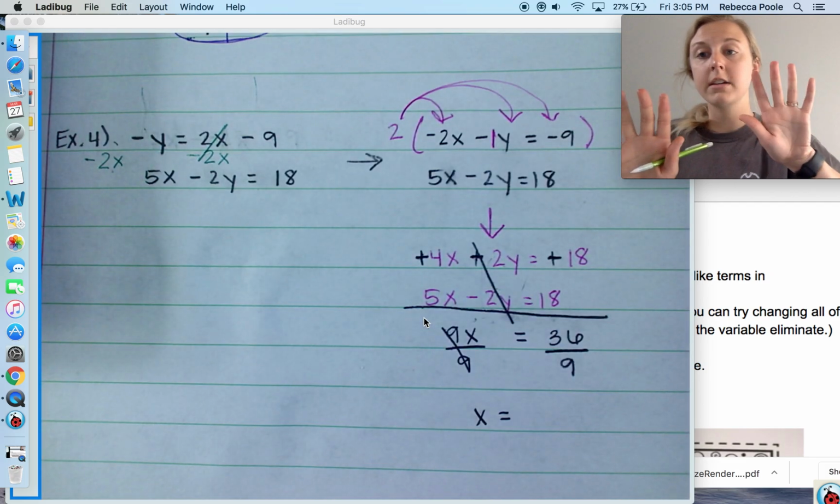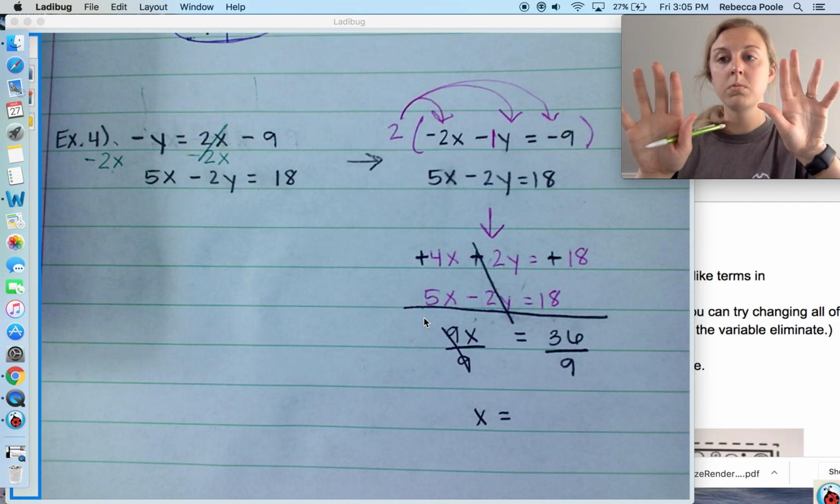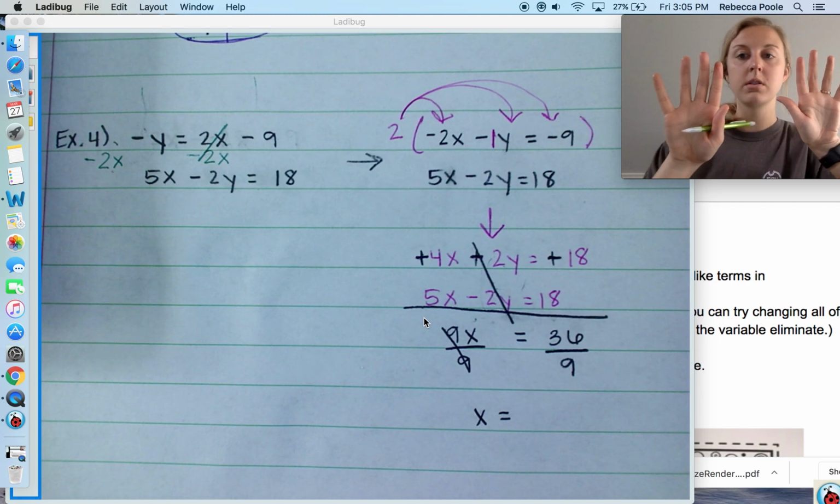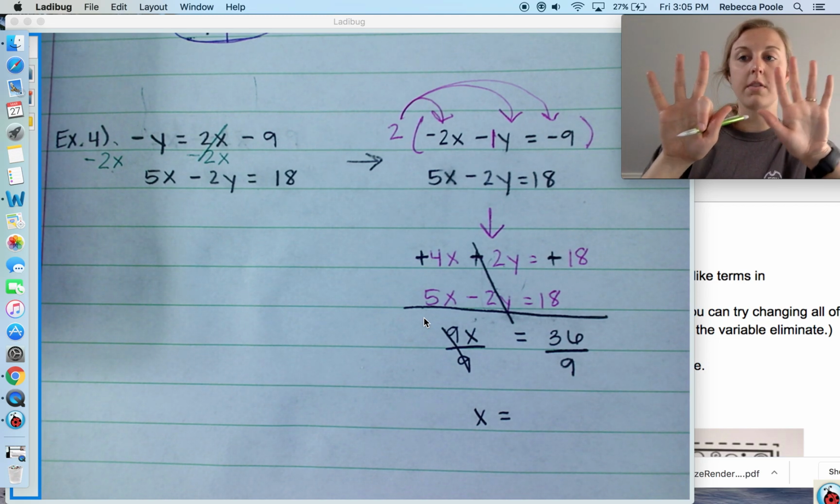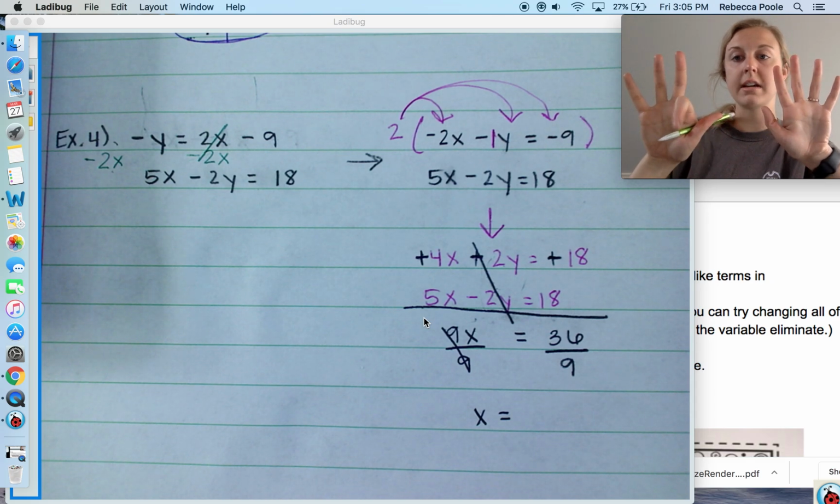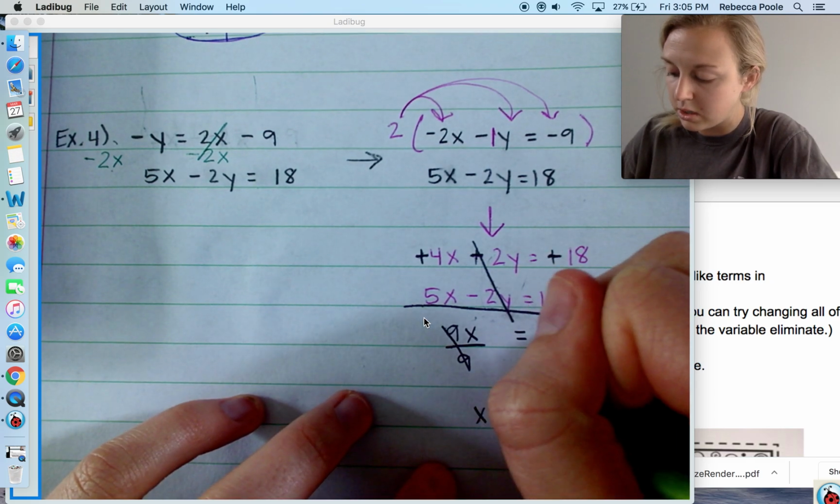If you use your hand trick for the 9s, so let's see, I got to do it on this hand because it's backwards. We're multiplying by, we're trying to get 36. So if you look at my fingers that are left, that says 36. My fourth finger is down. So x equals 4.